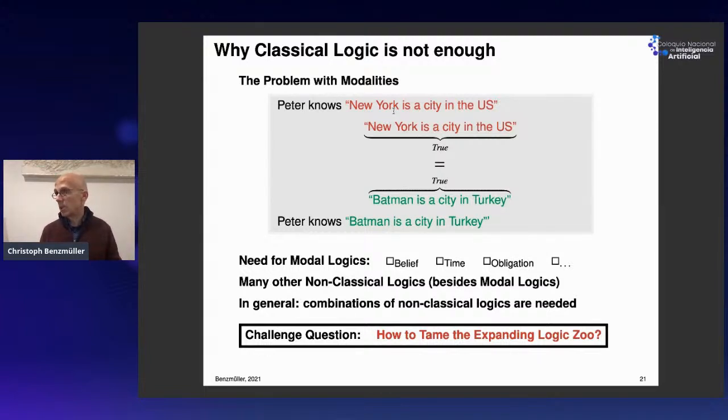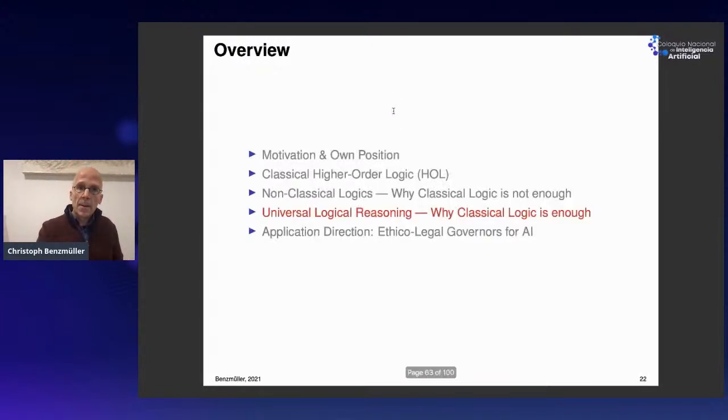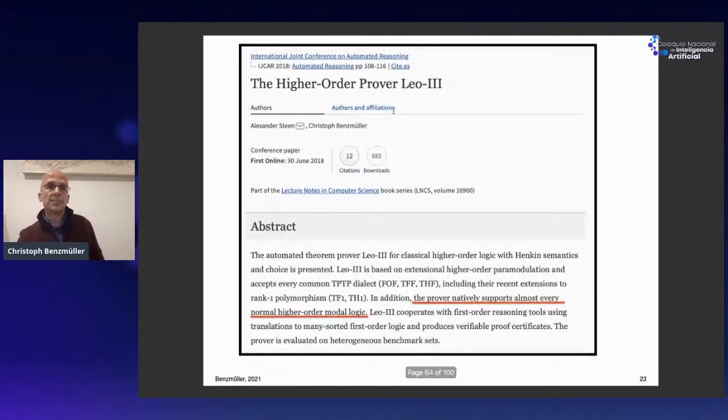For a century or more, we see many, many new logics being developed, and it's still continuing. Many, many non-classical logics being developed over and over again. So that brings me now to the second last part of the presentation, universal logical reasoning: why classical logic actually is enough.